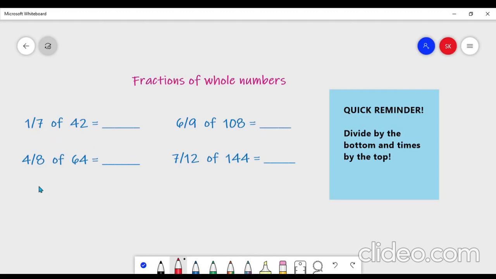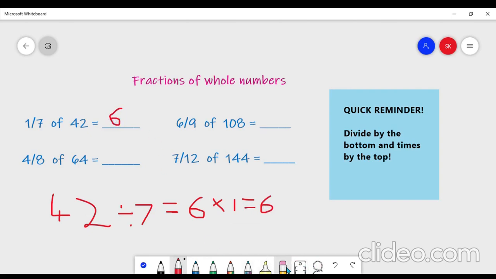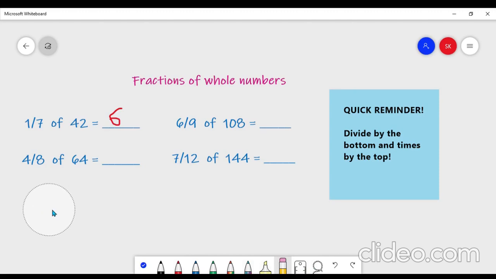So 42 divided by 7 is equal to 6, where we divide by the bottom, and then we times by the top. So the top number is 1, so 6 times 1 is equal to 6. So our final answer is 6. So let's use that method and work out the other 3 examples.